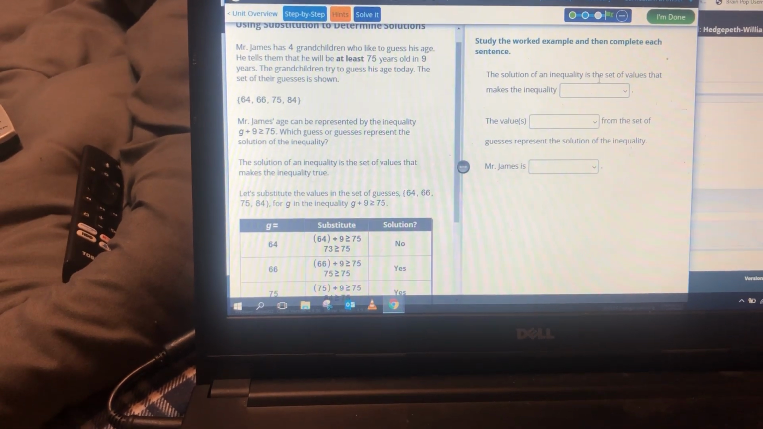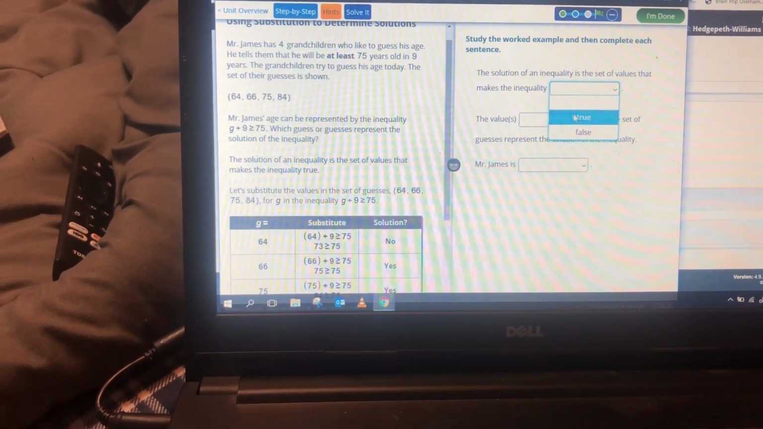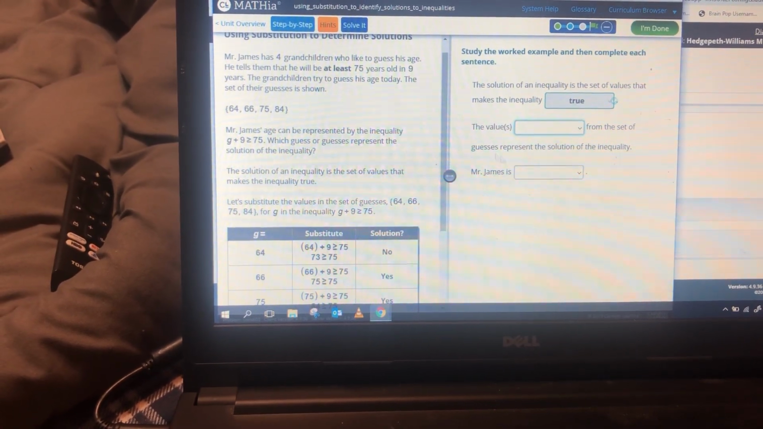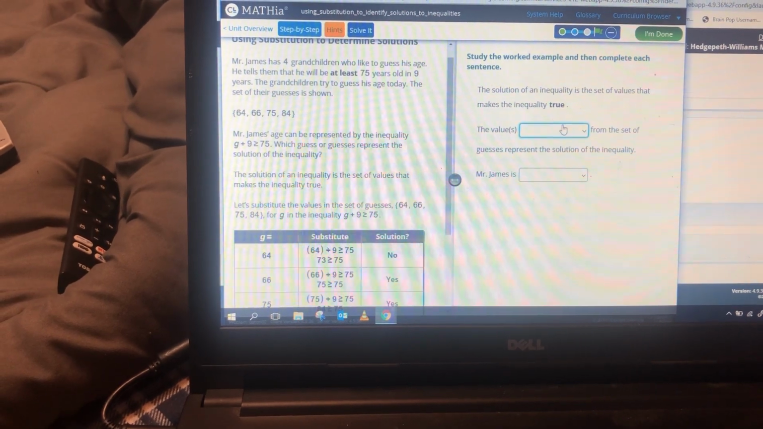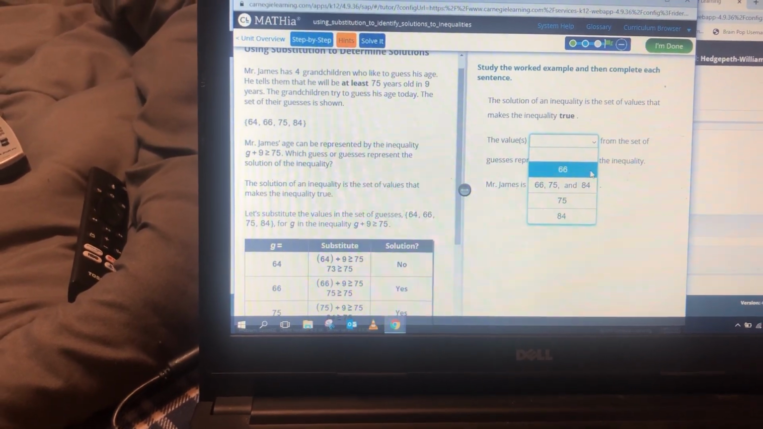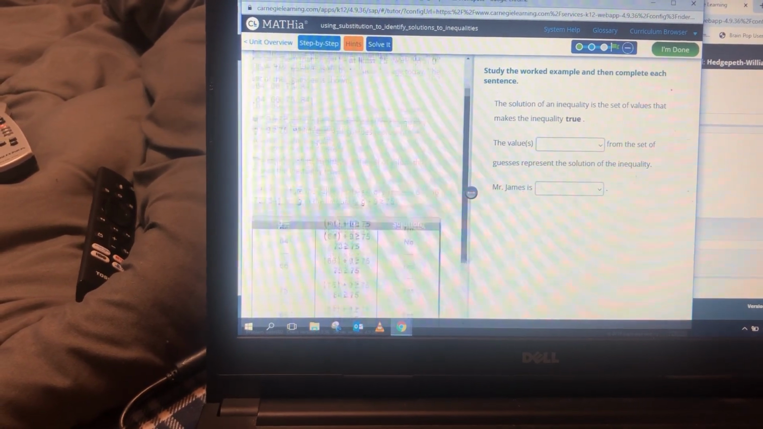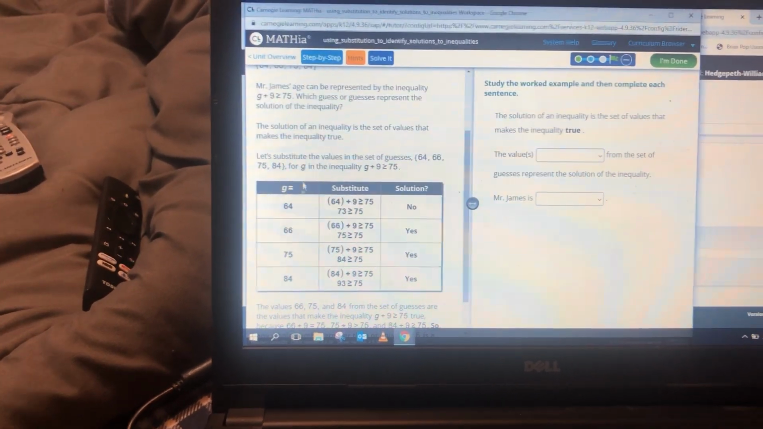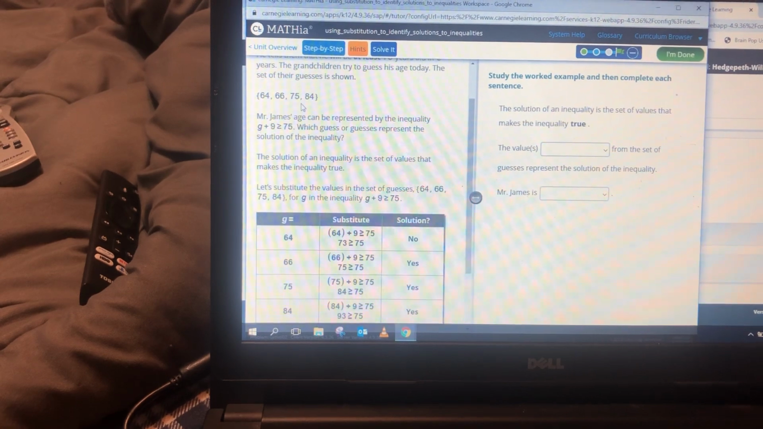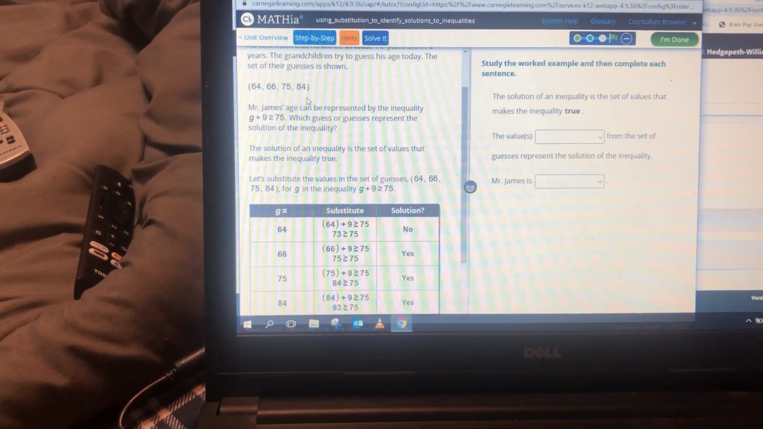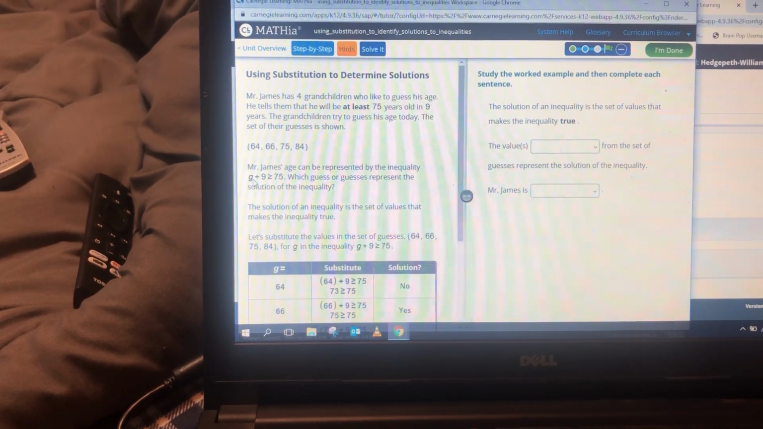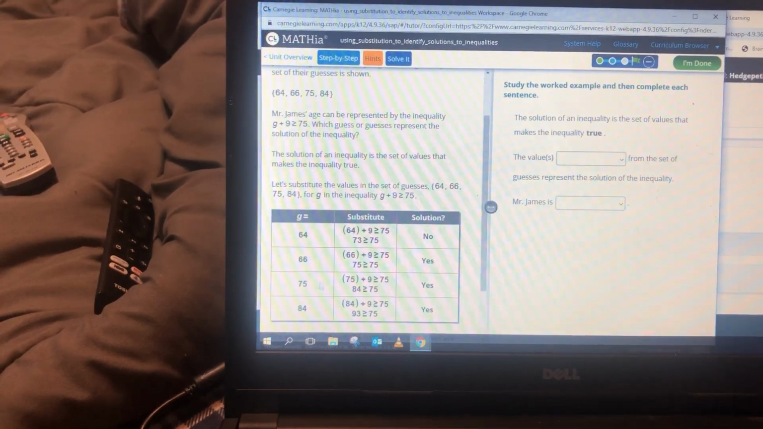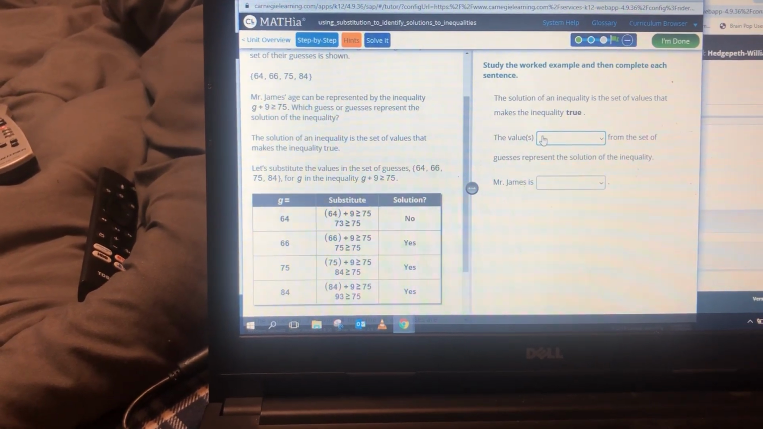The solution of the inequality is the set of the values that make the inequality true. The values blank from the set of the guesses represent the solution of the inequality. So now they're asking which one of them represents the solution, meaning which one of these 64, 66, 75, and 84 would be a good solution for the inequality G plus 9 is greater than or equal to 75. And if you look over here, it would be 66, 75, and 84.